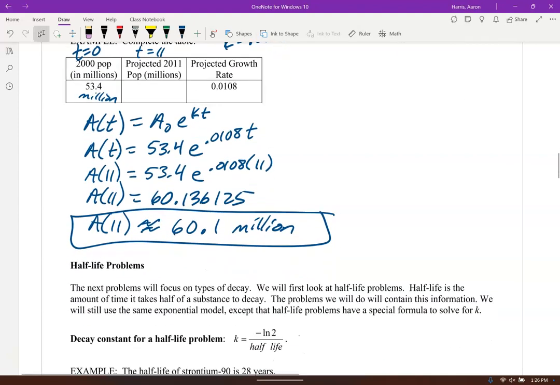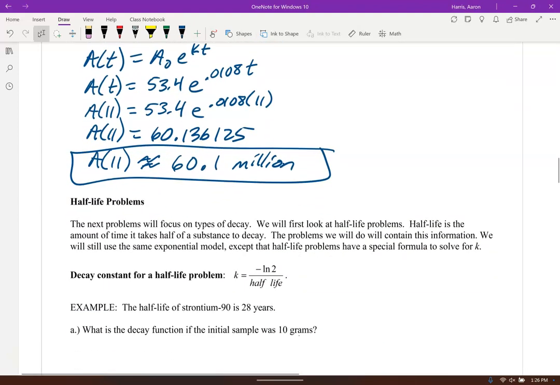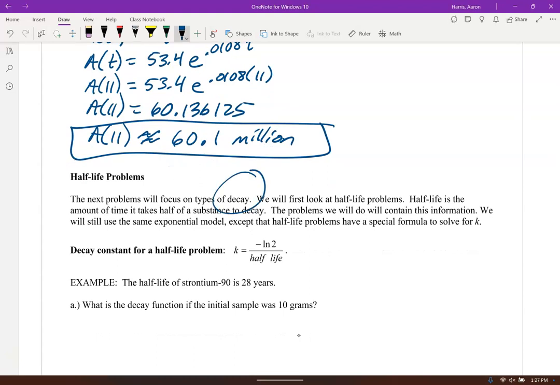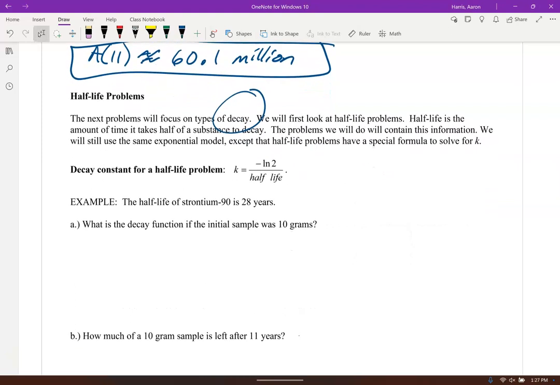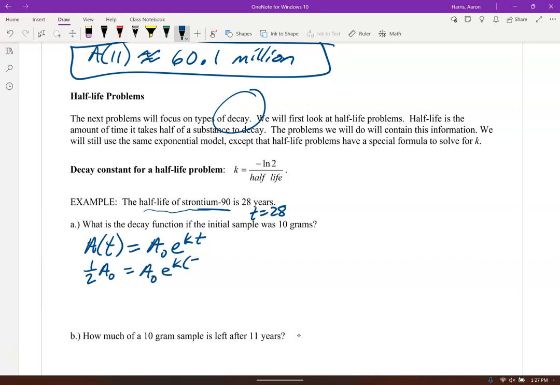All right, now let's focus on decay, half-life problems. So these are exponential decay. So half-life is when they give you a half-life. So this first one they say the half-life of strontium-90 is 28 years. So what they're saying is in 28 years, if T is 28, I have half my original amount is what I end up with. Whatever A sub 0 the original amount is, after 28 years, I have half of it.